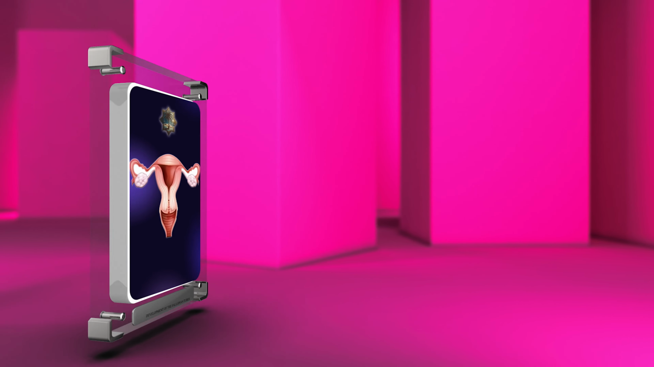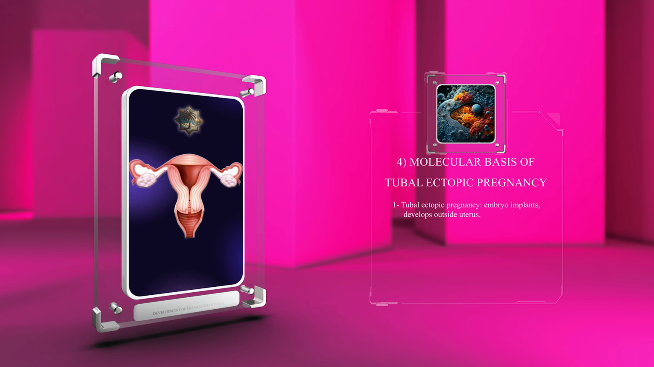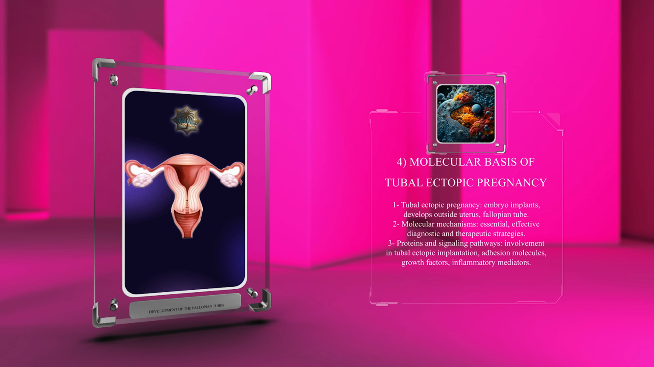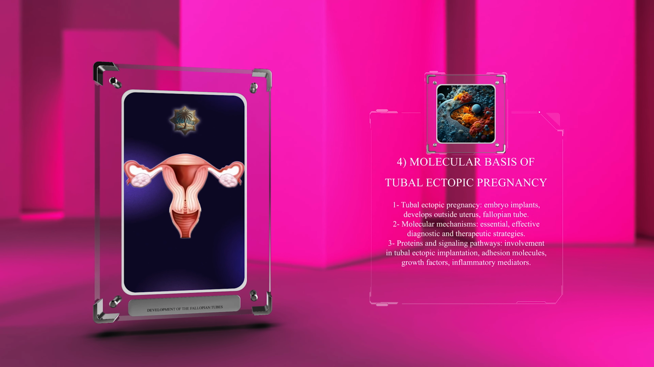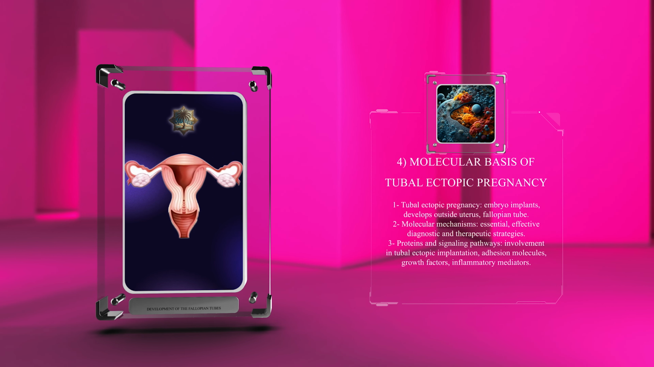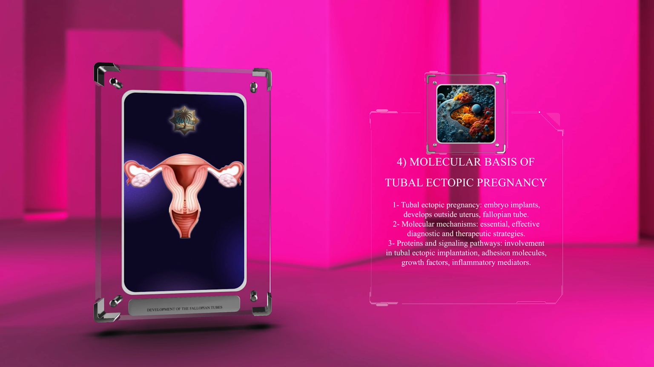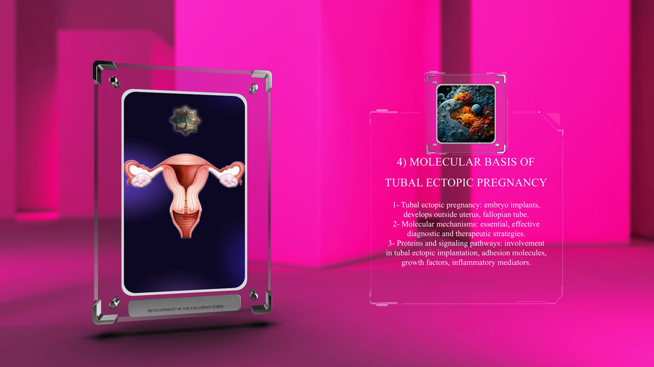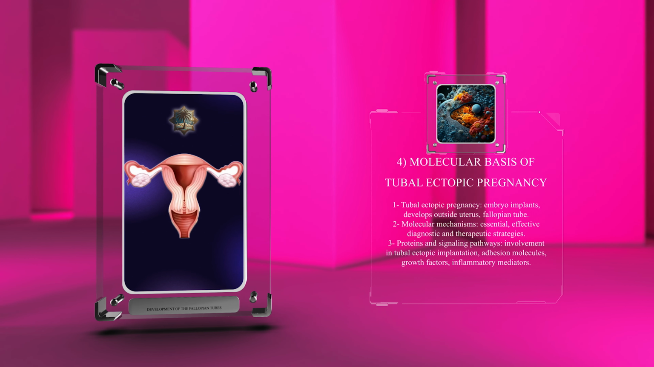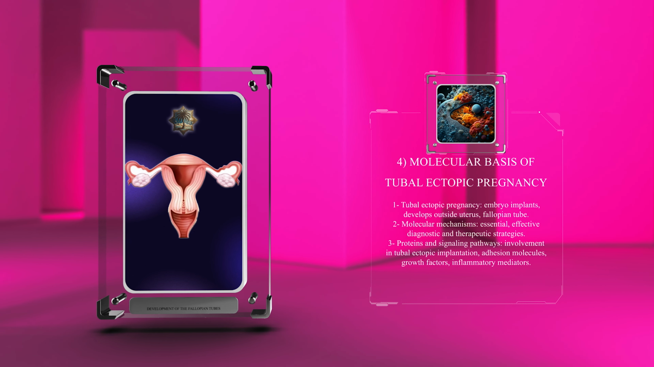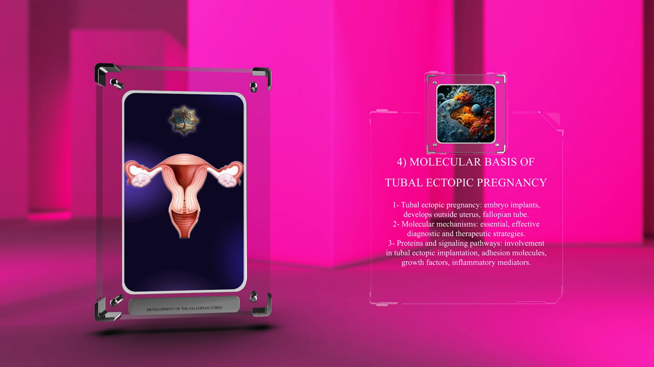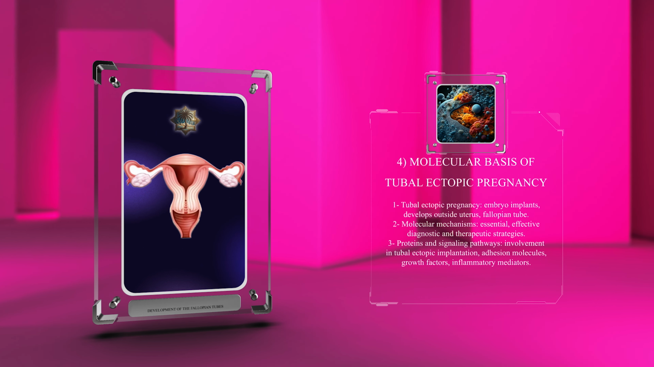Tubal ectopic pregnancy occurs when an embryo implants and develops outside the uterus, most commonly in the fallopian tube. Understanding the molecular mechanisms underlying tubal ectopic pregnancy is essential for developing effective diagnostic and therapeutic strategies. Recent studies have identified the involvement of various proteins and signaling pathways in the process of tubal ectopic implantation, including adhesion molecules, growth factors, and inflammatory mediators.